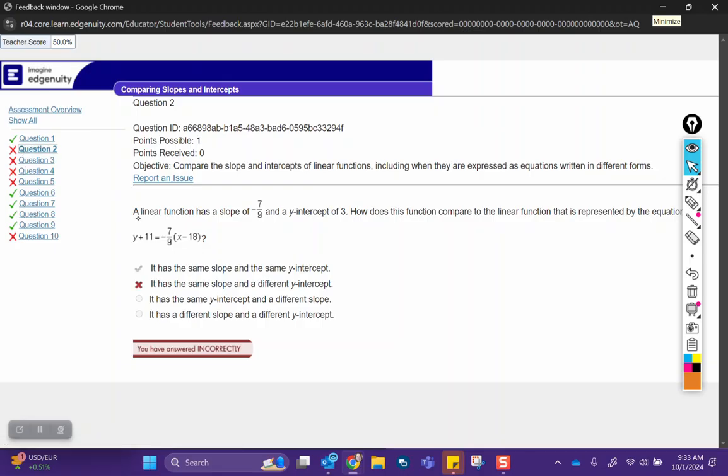Okay, the second attempt. We have a linear function with the slope of that and a y-intercept of that. How does the function compare to the linear function represented below? So this is one where we have to manipulate this equation to make it look like slope-intercept form. Here's what the first one is: -7/9 x plus 3, right? There's my slope, there's my y-intercept. I just plug in the points. This one I have to manipulate. So I have to rearrange it.